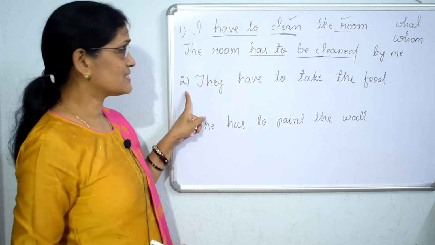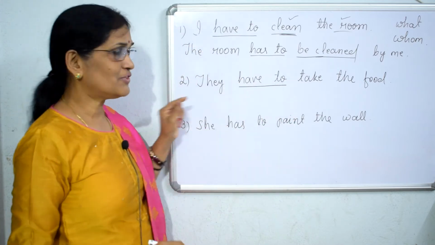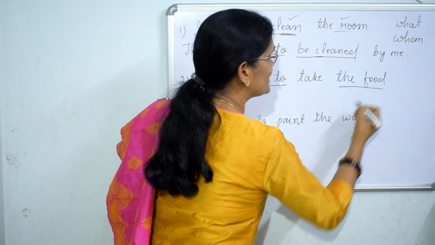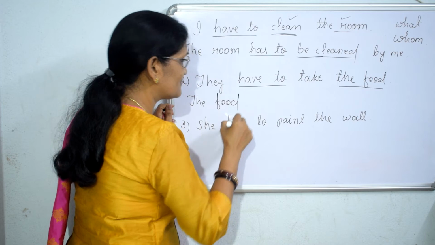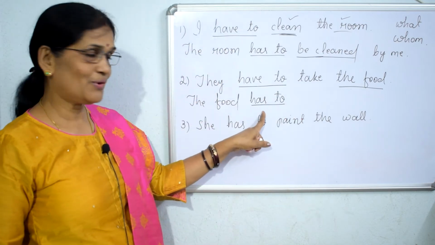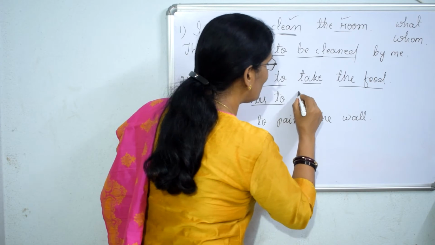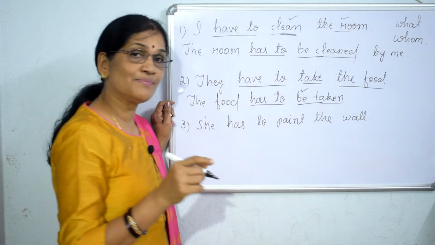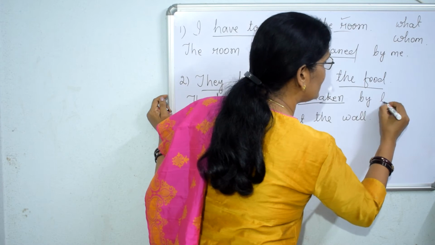Next, they have to take the food. Have to is the verb phrase, and take is the verb. Take what? The food. So the food is the object in this sentence, and in the passive structure it will be the subject. The food has to be taken. Take, took, taken: the past participle form of the verb, and the be verb is added as be. Be taken by them.